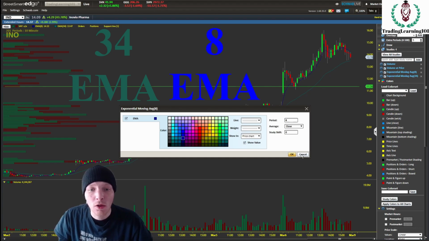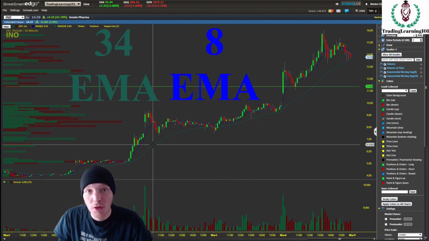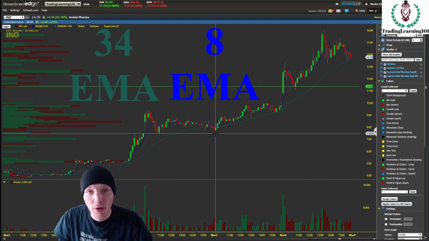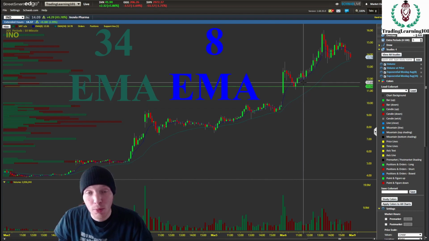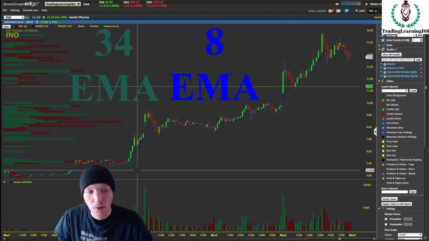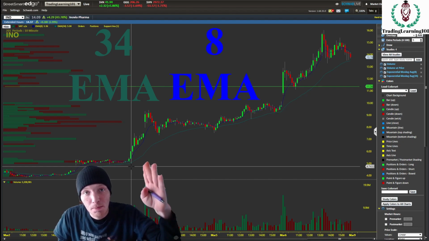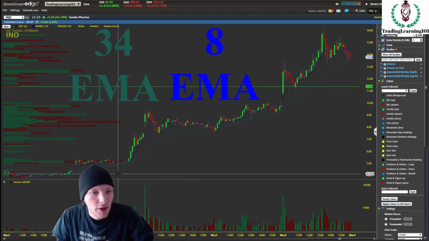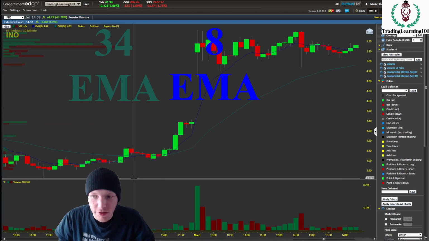And what you want to look for is the 8 EMA to be above the 34 EMA. When the stock is holding above the 34 EMA with the 8 EMA, it's showing bullish strength. And also, if the 8 EMA is just below the 34 EMA and crosses above the 34 EMA, you'll get a shot up like right here. Kind of like right here in this area.